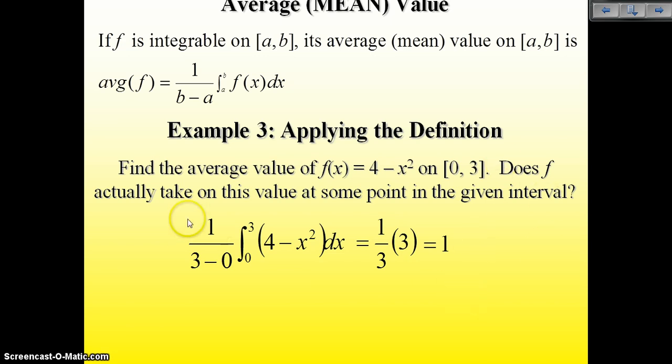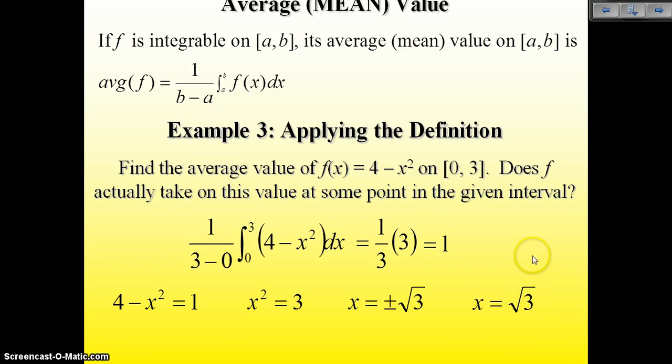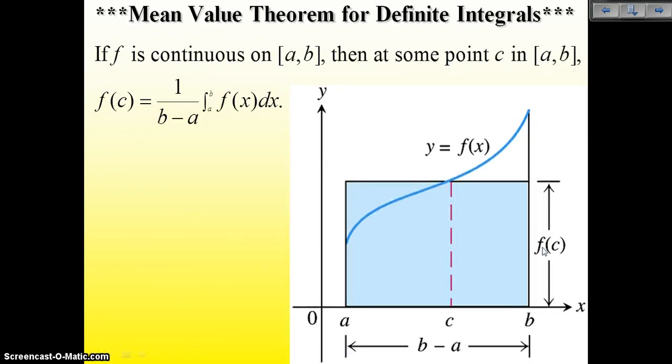And then it says, does f actually take on this value at some point in the given interval? Well, to figure that out, let's take our function 4 minus x squared and let's set it equal to 1 and solve. So we'll subtract our 4 over, divide everything by negative, x squared equals 3. Take the square root, x equals plus or minus radical 3. Now the question is, is one of those two values in the interval 0 to 3? And yes, radical 3 is in that interval.